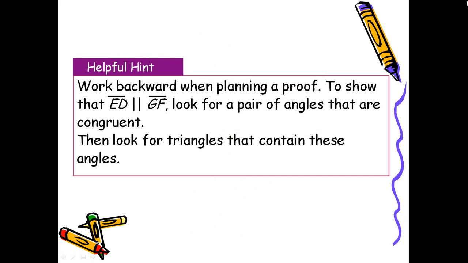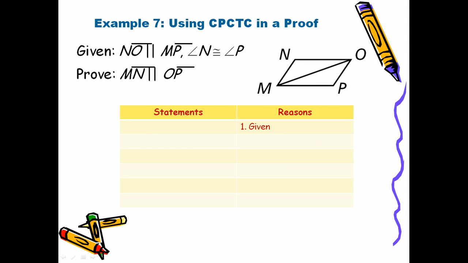Work backward when you're planning a proof. To show that ED is parallel to GF, look for a pair of angles that are congruent. Then look for triangles that contain these angles. For example, let's use CPCTC in a proof.